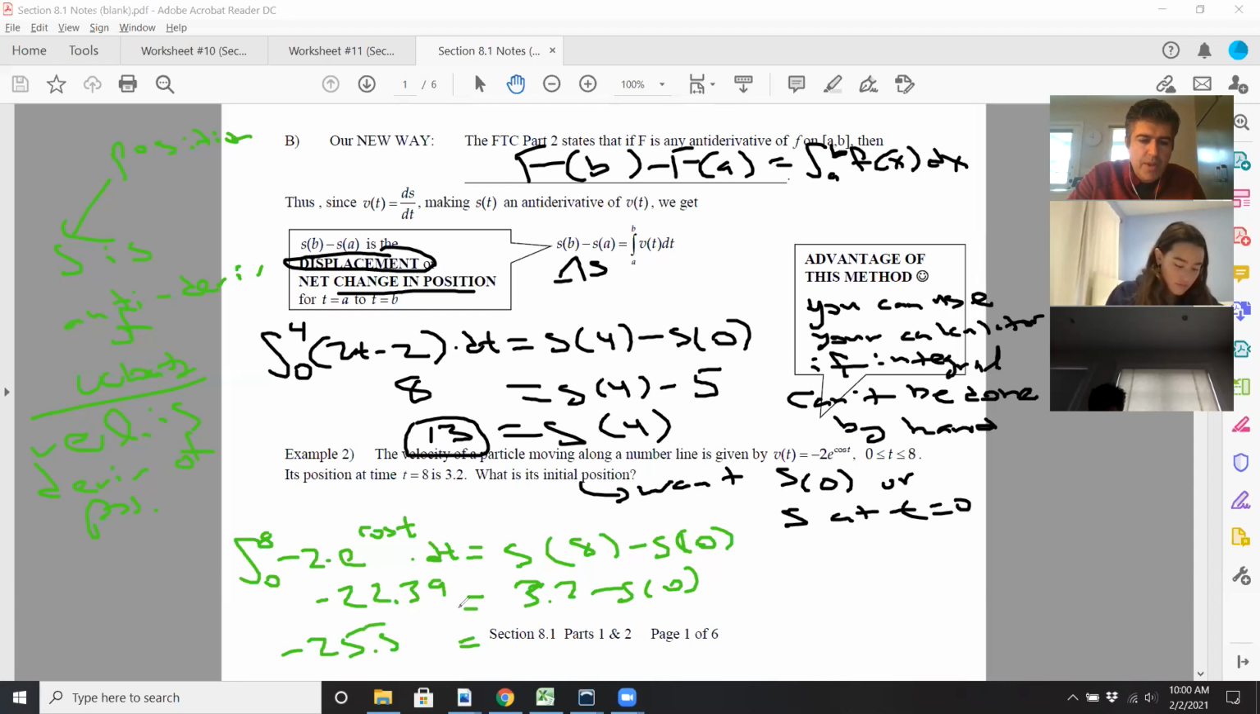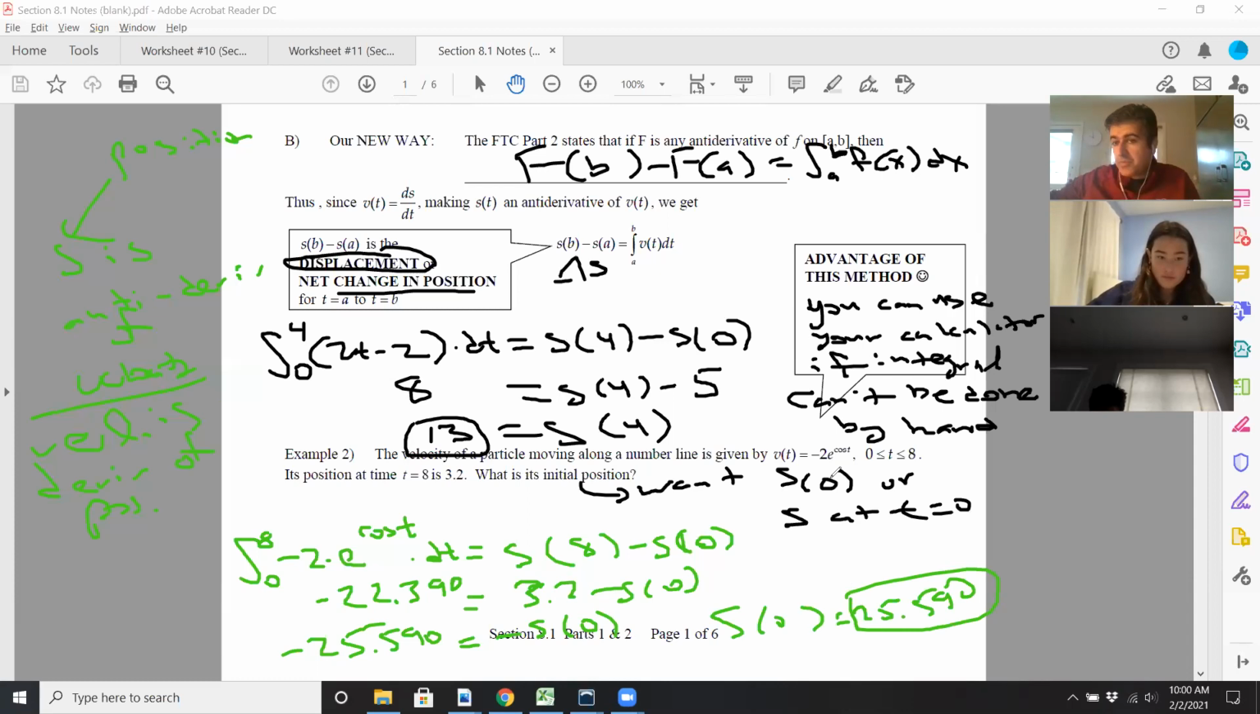By the way, we should actually round to 3 decimal places. So we should put 0.590, but it's negative s of 0 equals that. So then s of 0 is 25.590. That's my initial position. And so with this velocity function, after 8 seconds, now my position is 3.2. Great, that's what happened.